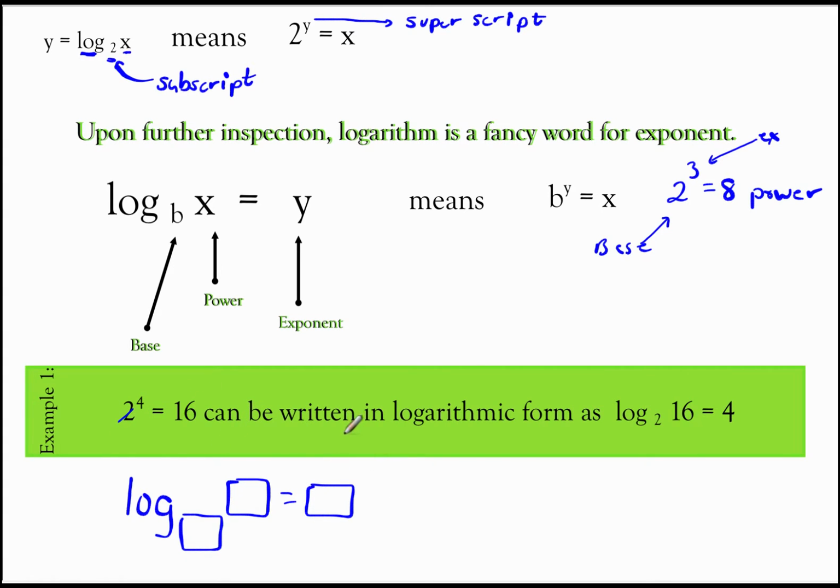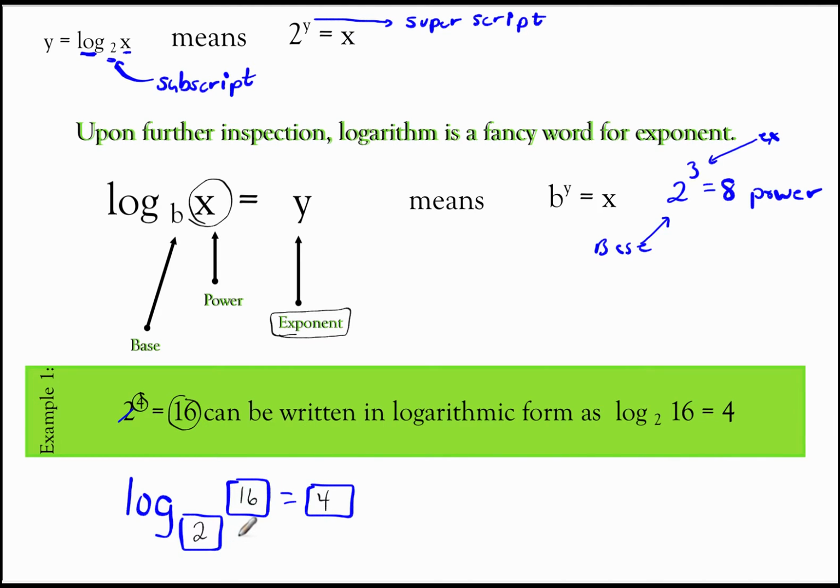Base is the easiest thing to know. We know that. So down there is 2. Where kids get confused is where does the 4 go and where does the 16 go? Well, remember, when we come back here, the exponent is after the equal sign. And the power goes in here.